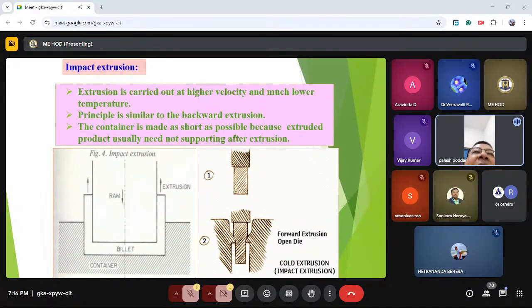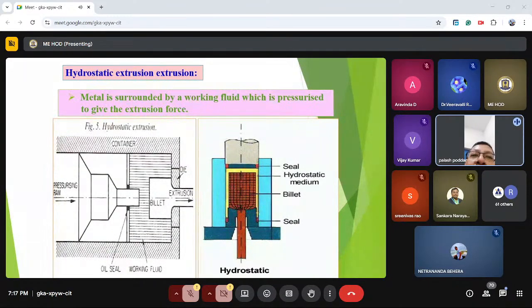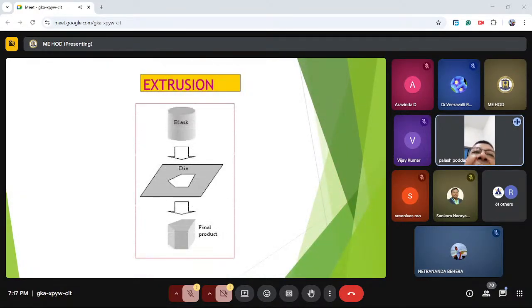Hydrostatic extrusion is where the metal is surrounded by a working fluid which is pressurized to give the extrusion force. At the left side, there is a pressurizing ram, and inside on the right side there will be a fluid, maybe hydraulic oil, and there is a billet on the right side, and it will be extruded along the direction of the pressing ram. So this is called hydrostatic extrusion. This is the principle. Extrusion basically means blank, then die, then final product.